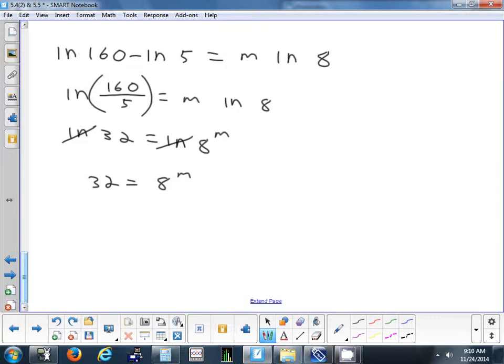Now my suggestion here is if you notice 8 and 32, they're both powers of what number? 2. 2 to the 5th is 32. 2 to the what is 8? 2 to the 3rd. Now we have our rule power to a power, that's why we went over that earlier. So rewriting it, the bases match. Now you need to make these match. So set 5 equal to 3m and figure out what m is.